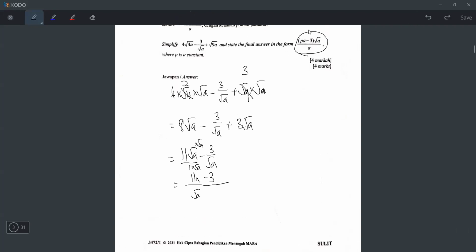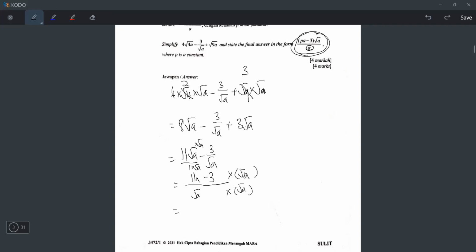Because if you look at this form, it's bracket 11A minus 3 square root A over A. So what do I need to do now? Can you see the denominator they want in this form is A, but now mine is square root A. So if I want to make it A, I should rationalize. Am I right? It means I'm not done yet, because my final answer is not in this form yet. So what I have to do is rationalize. And how to rationalize? Multiply by square root A over square root A.